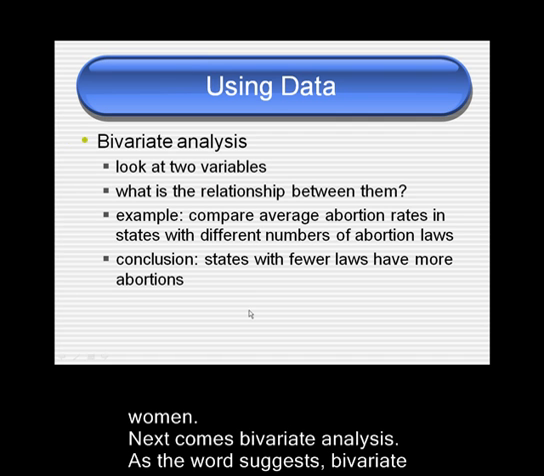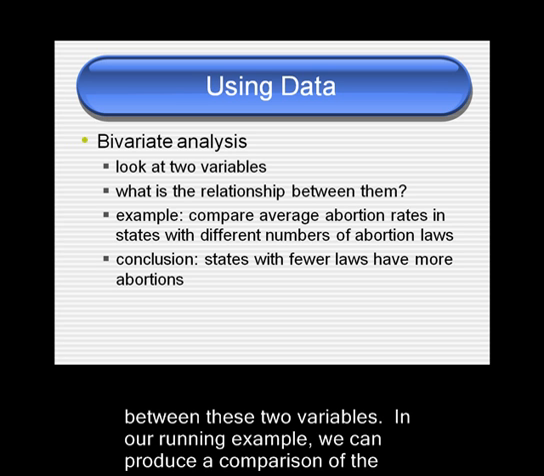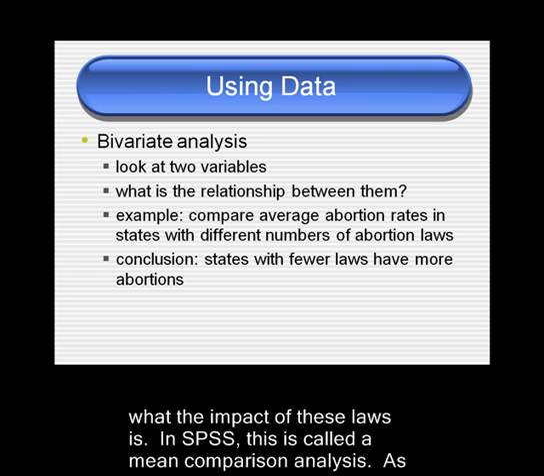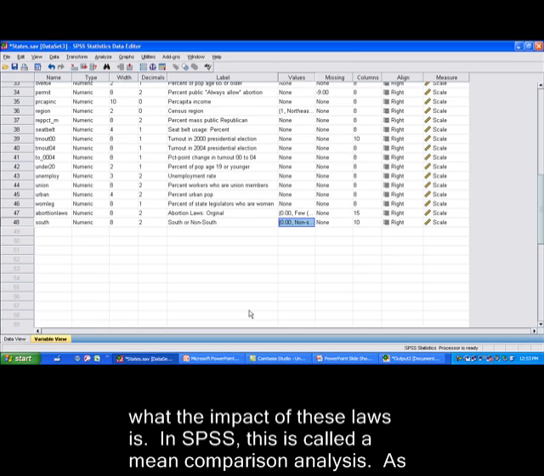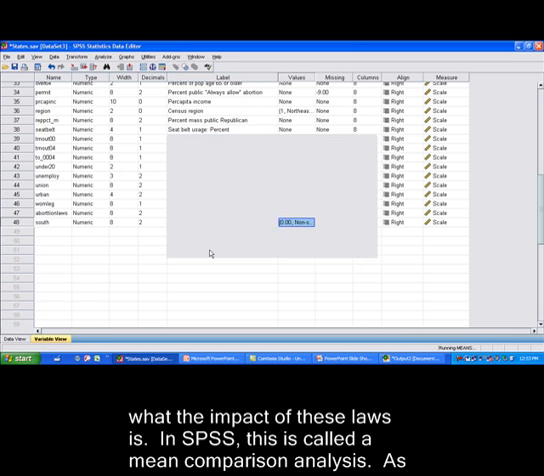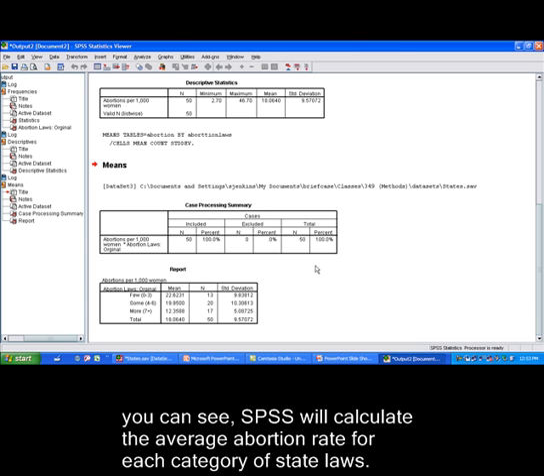Next comes bivariate analysis. As the word suggests, bivariate analysis involves looking at two variables, and, more specifically, the relationship between these two variables. In our running example, we can produce a comparison of the average abortion rate in states with different numbers of abortion restrictions to see what the impact of these laws is. In SPSS, this is called a mean comparison analysis. As you can see, SPSS will calculate the average abortion rate for each category of state laws.